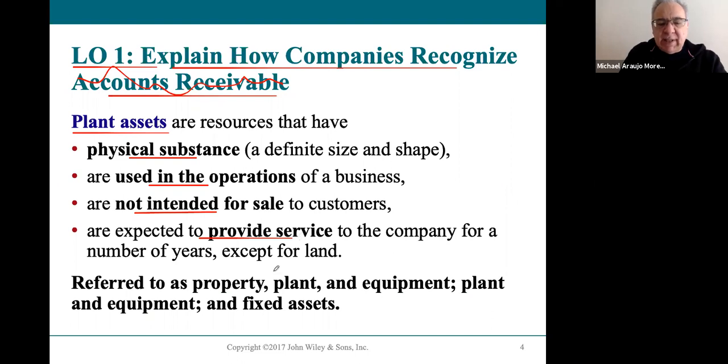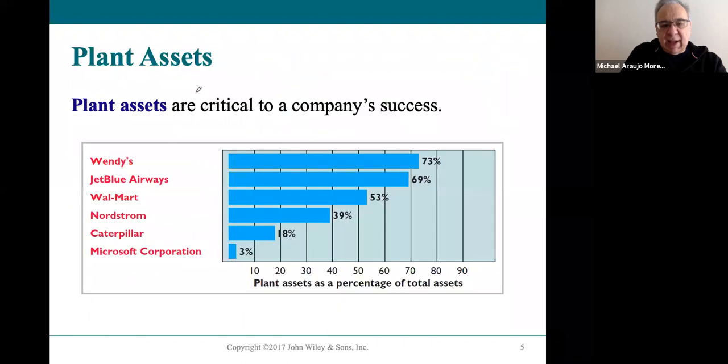But our focus right now is when you look at property, plant, and equipment on the balance sheet, you'll see the property, plant, and equipment account, and you'll see a number on the balance sheet. How the heck do they get that number? Right. And that's what Learning Objective 1 is really going to be teaching us.